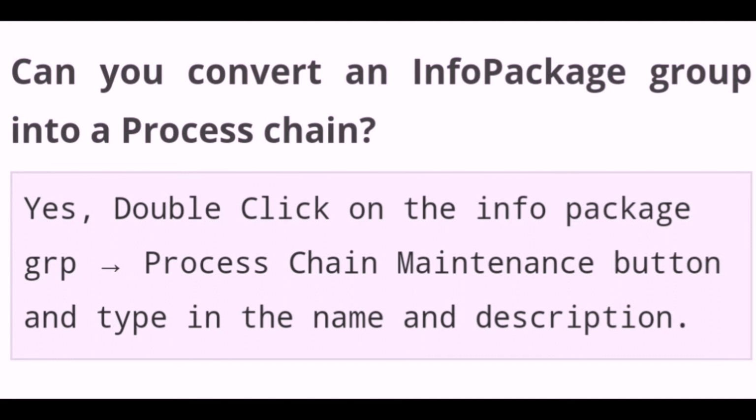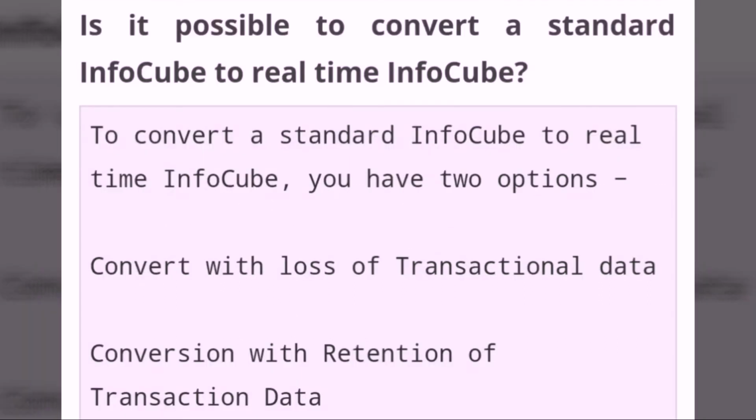Can you convert an info package group into a process chain? Yes, double-click on the info package group, then click on the Process Chain Maintenance button and then type in the name and description. Is it possible to convert a standard info cube to a real-time info cube? To convert a standard info cube to a real-time info cube, you have two options: convert with loss of transactional data, or conversion with retention of transaction data.